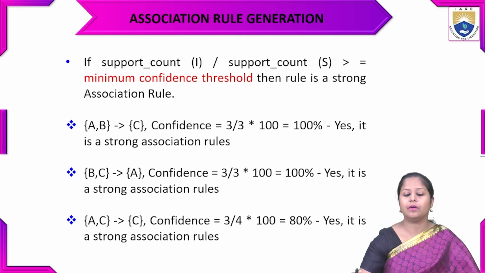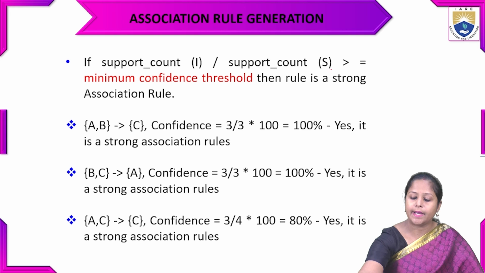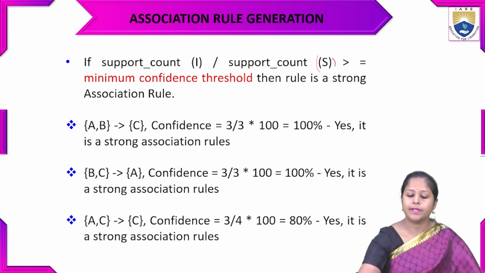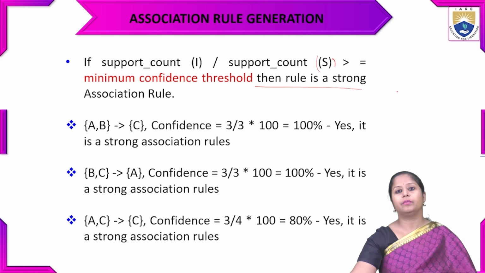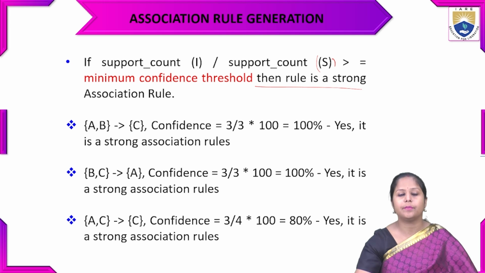So if the support count of I divided by the support count of S, that is the subset, is greater than or equal to the minimum confidence threshold, then the rule will be a strong rule. If that condition holds, the association rule will be strong.